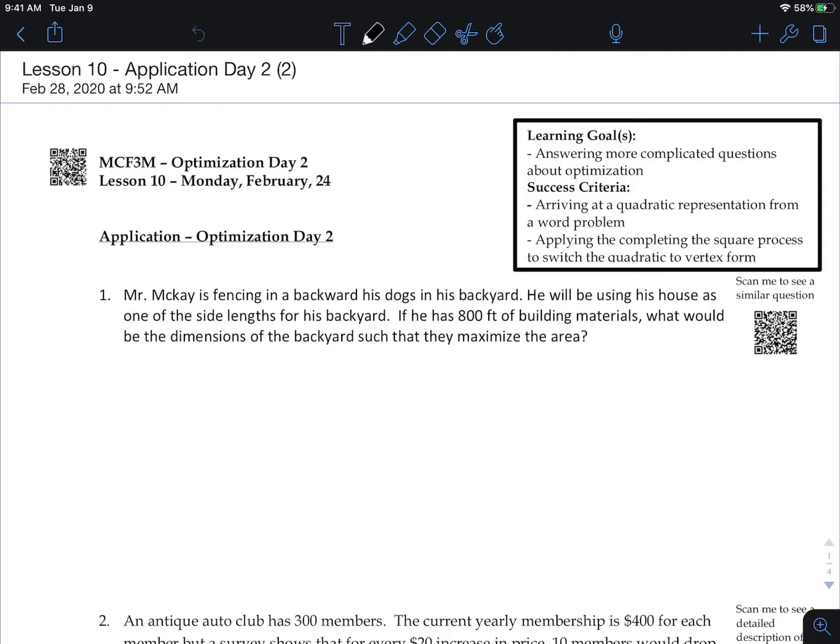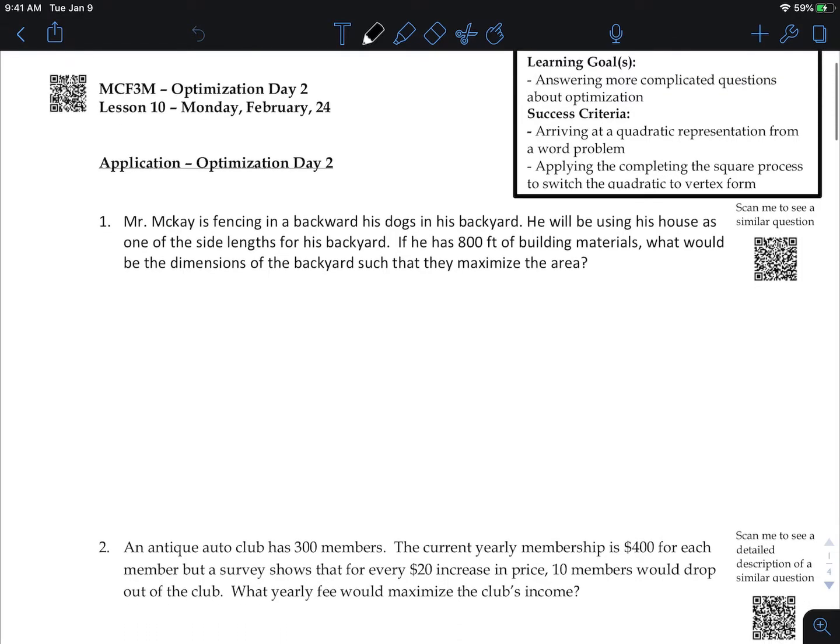If you recall from the other day, when we did the backyard problem, we wanted to build my backyard so that my dogs maximize the area, and it turned out to be a square. I had 600 feet of fencing, and it was 150, 150, 150, 150. Right? That was the gist of it.